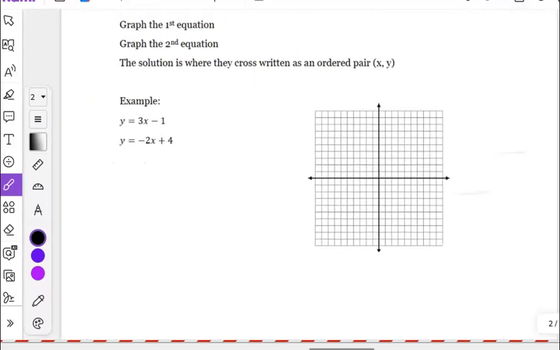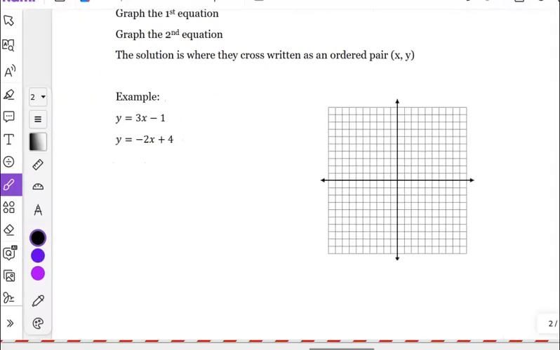The first thing we're going to do is graph the first equation. I need to determine my slope is 3 and my y-intercept is -1. So I'm going to go to -1 on the y-axis and put a dot. I'm going to go up 3, 3 over 1, and continue to do that. And I'll go back and go down 3 to the left 1. And then I connect the line.